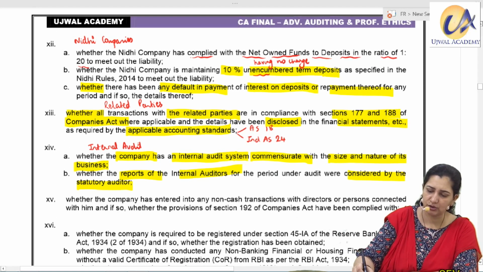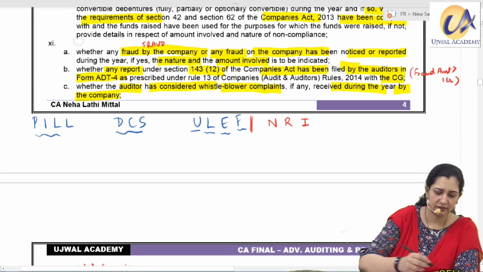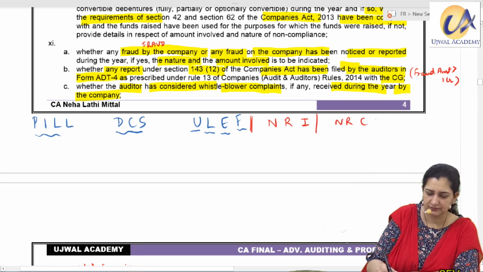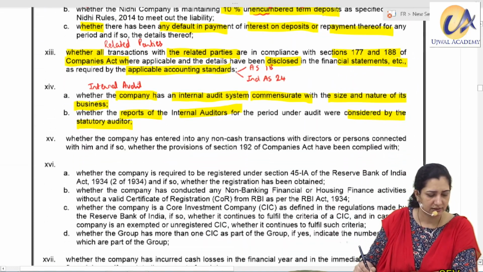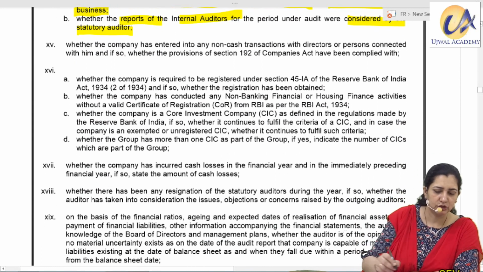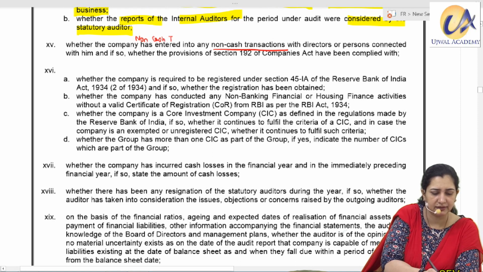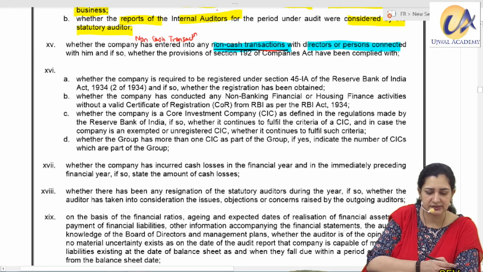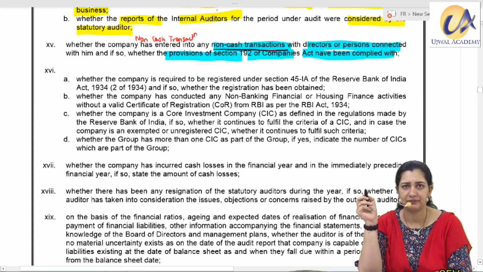After NRI, we have got NR again. NRCR, 4 points we're going to see. What is this NRCR? Again, N, non-cash transactions. Has the company entered into non-cash transactions with the directors or the related persons? If so, have they complied with section 192 of the Companies Act?